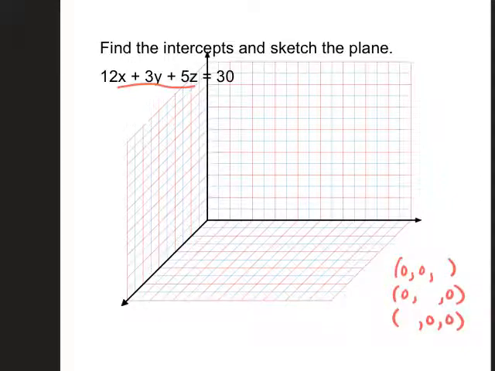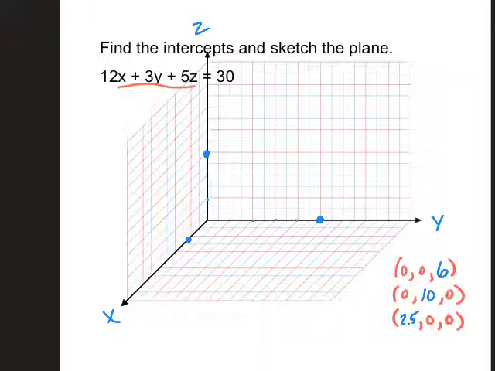All right, here are your points. The first point is 0, 0, 6. The next point is 0, 10, 0. And the last one is 2.5, 0, 0. So if we plot these, I'm going to plot the x one first. That's x, that's y, and that's z. So I'm going to go 2.5 forward, and that's your x-intercept. Your y-intercept is 10 over, so 2, 4, 6, 8, 10. And your z-intercept is 6, 2, 4, 6.